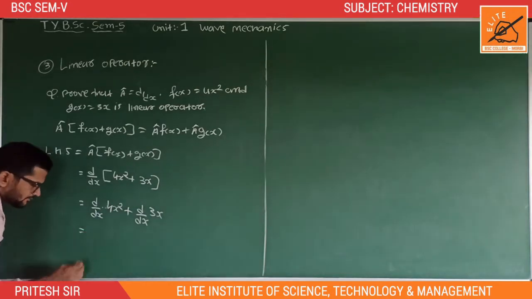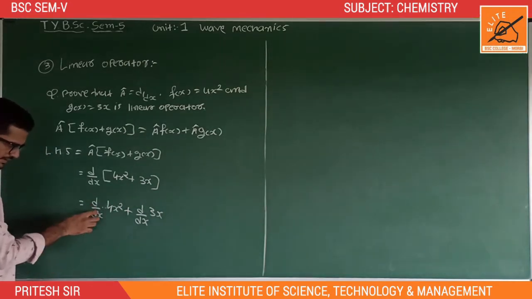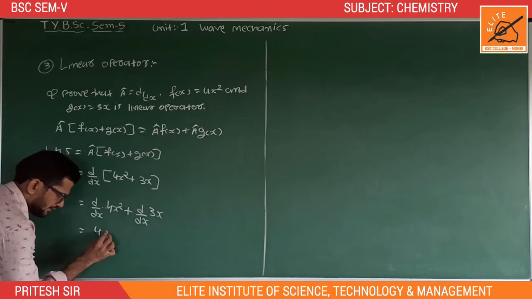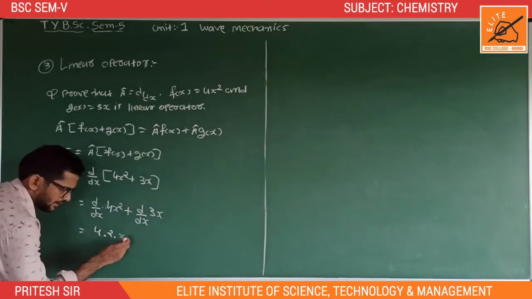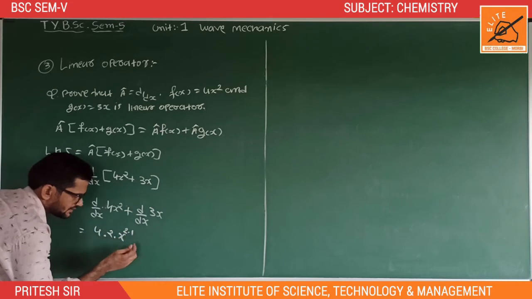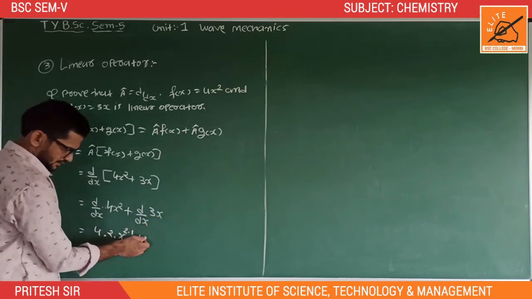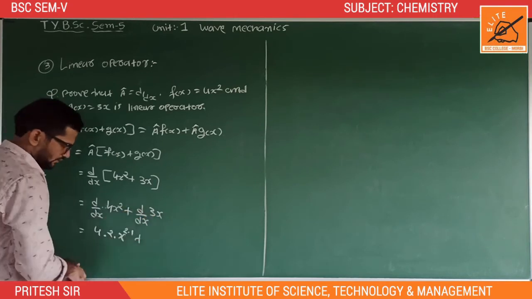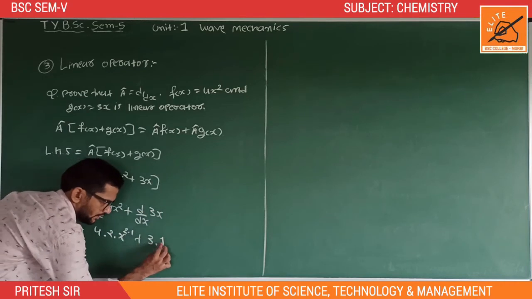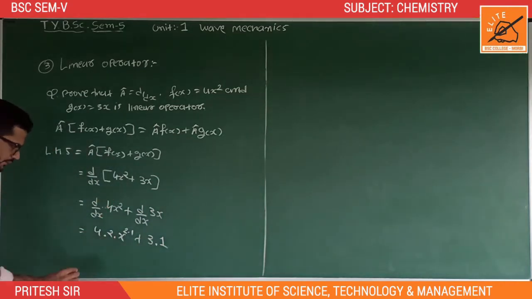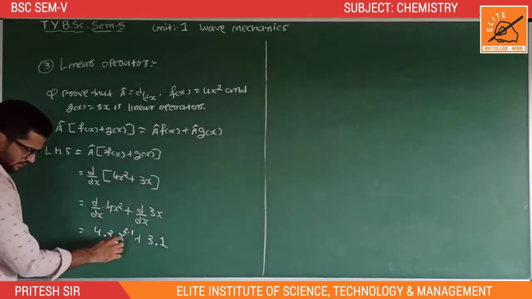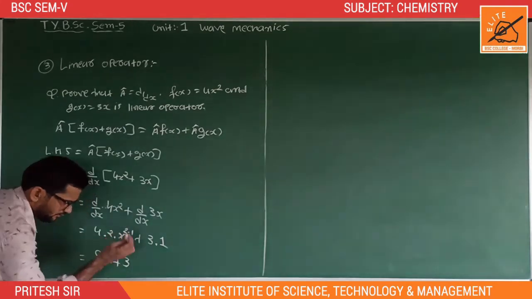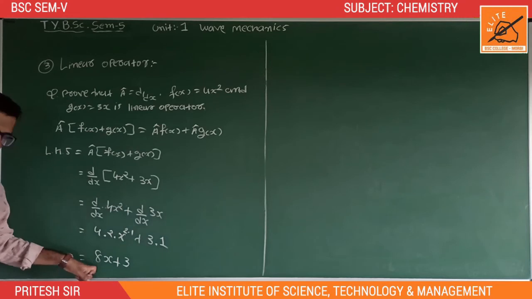Now we know that d by dx of 4x square means 4 into 2 x to the power 2 minus 1, plus d by dx of 3x. Here 3 is a constant, so it goes outside of the differentiation, and d by dx of x is equal to 1, so 3 into 1. So 4 into 2 is equal to 8, x to the power 2 minus 1 is x to the power 1, plus 3 into 1 is equal to 3. So the value of the left hand side is equal to 8x plus 3.